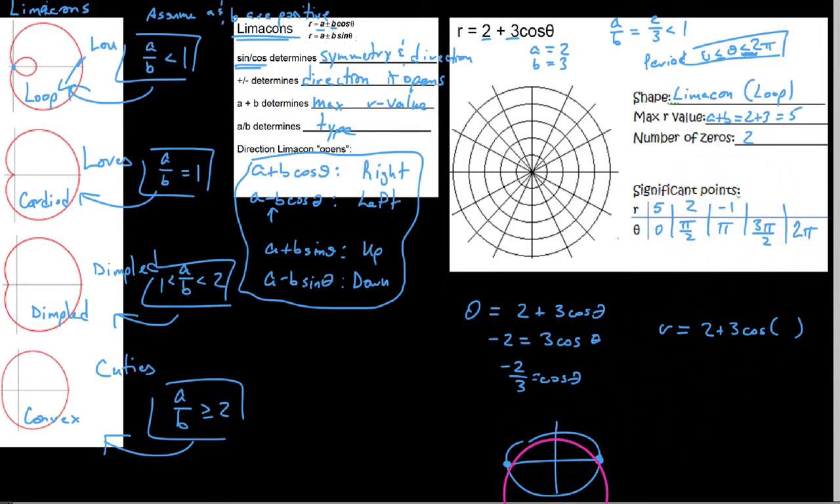And then at 3 pi halves down here, we obtain a cosine value here of 0 again, so we get 2. And then at 2 pi, we're going to be back here where it's at 1. So we say cosine of 2 pi is 1. Well, 2 plus 3 times 1 is 2 plus 3. And we get 5 again.